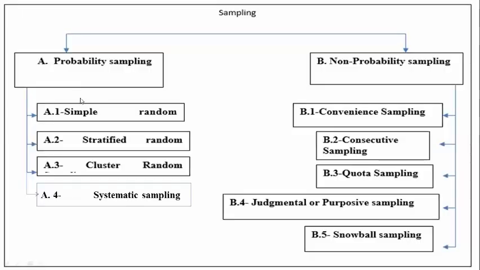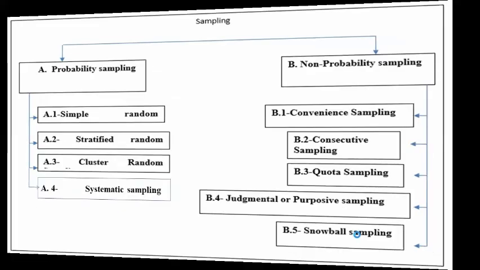Now sampling is of two types: probability sampling and non-probability sampling. Probability sampling is based on the concept of random selection. Each and every member of that population has the chance to get selected. Just the opposite is non-probability sampling. So these are the various types of probability sampling and non-probability sampling.